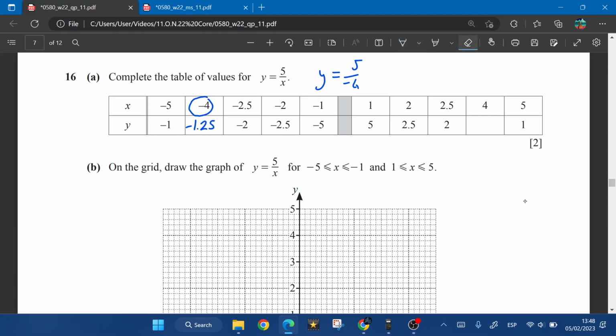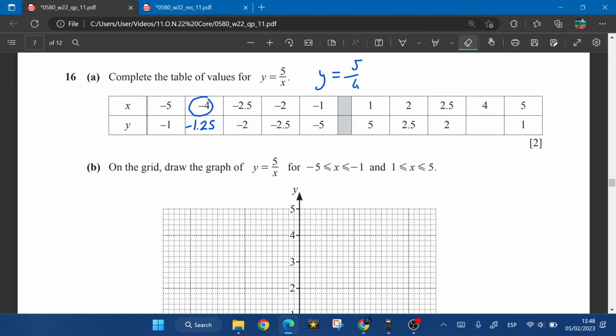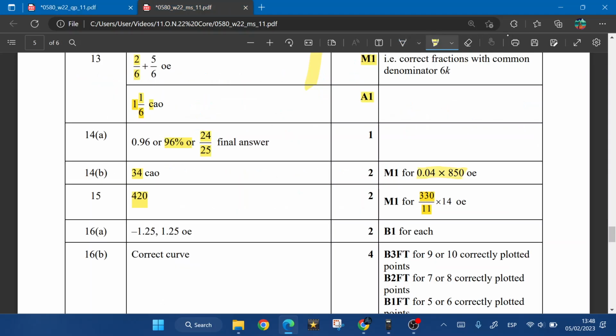And the next step would just be changing that for a positive 4. So it's the same thing, it's just 5 divided by 4. This time it's positive, so it's 1.25. Okay, looking at the mark scheme. They put it in decimals or equivalents. If you write it in a fraction, improper fraction, mixed fraction, it doesn't matter.